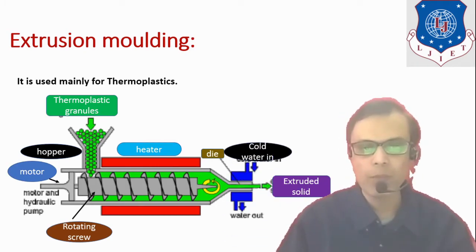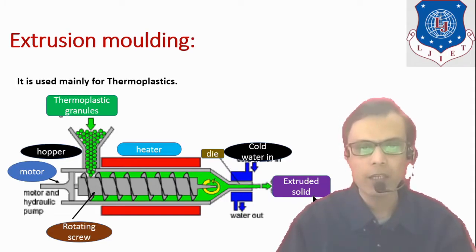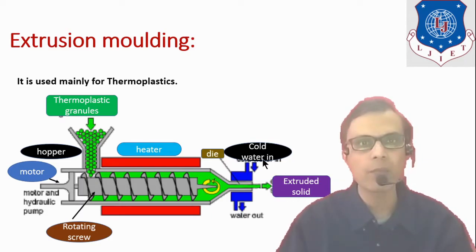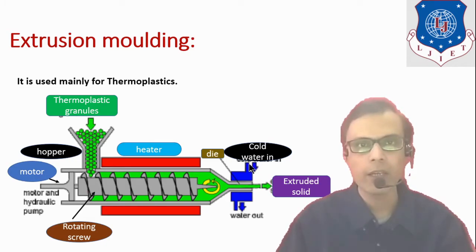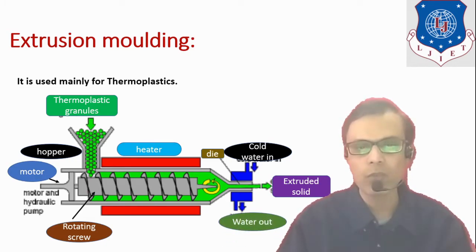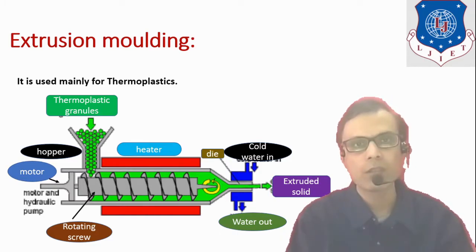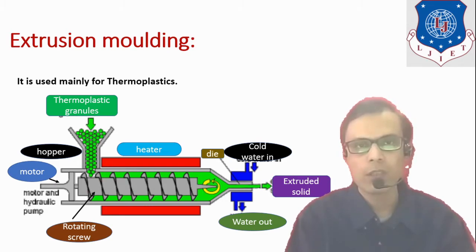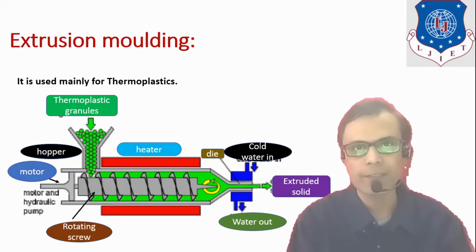Now the extruded part which is coming out will be at high temperature, so it requires cooling, and for that purpose cooling water can be used. So from this direction cold water is supplied, it will take the heat and will cool down the extruded part and will come out from the bottom side. So this type of process can be used to produce articles with uniform cross section.